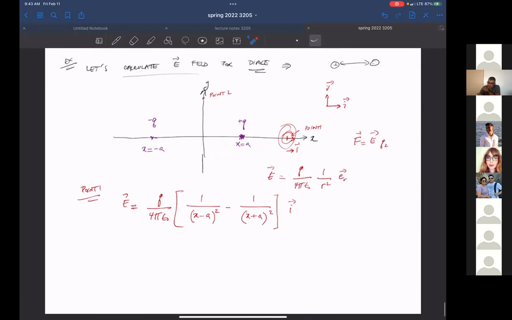All right. Okay, so we got this guy basically. So now let's start moving stuff around. So I'm going to move the i over here, Q over 4 pi epsilon naught. Okay, so we'd have x plus a squared minus x minus a squared over x squared minus a squared squared.